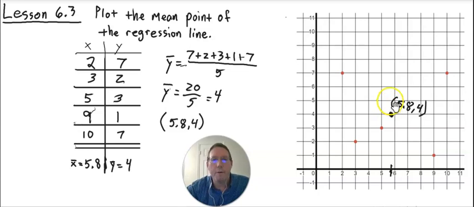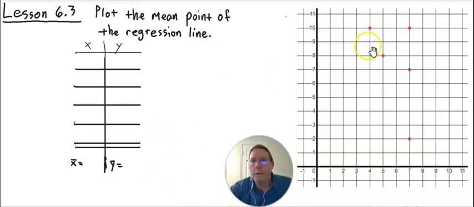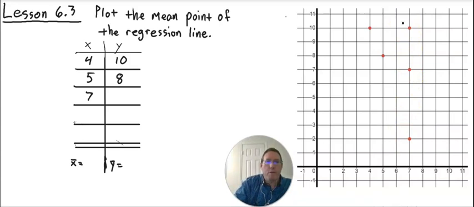All right, let's try another example. Here's another one. We've got this scatter plot here. We have 5 points. Let's identify the 5 points. This one looks like it's at 4, 10. This point right here looks like it's at 5, 8. And then we've got 7, 2, 7, 7, and 7, 10.